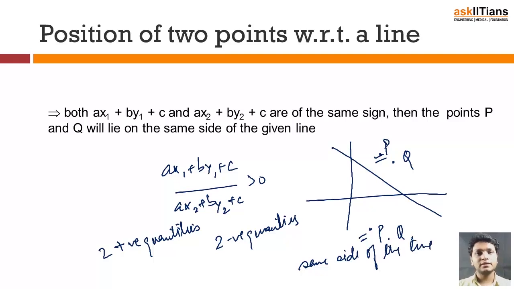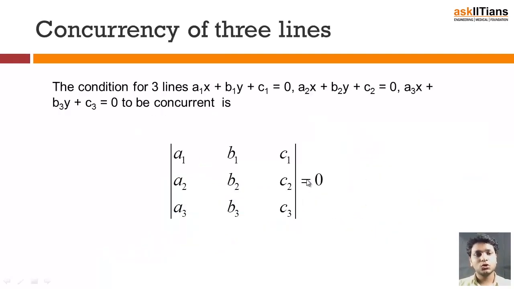So always mind this condition whenever we are dealing with the position of a point with respect to a line. Next in the series is concurrency of three lines. To prove this as a concept, at least we require three straight lines and their equations.